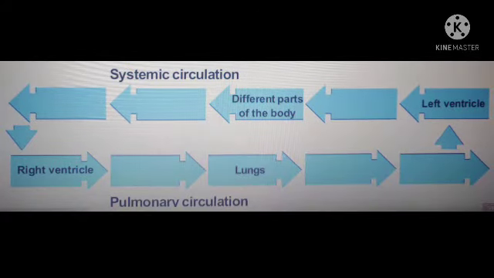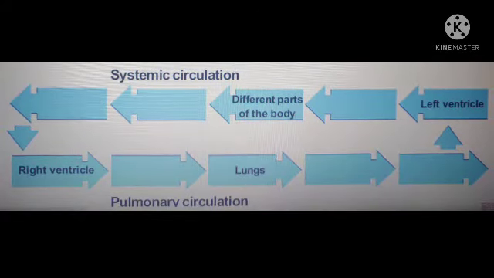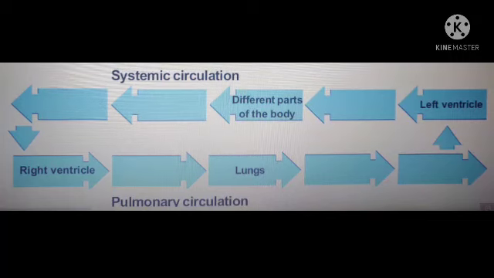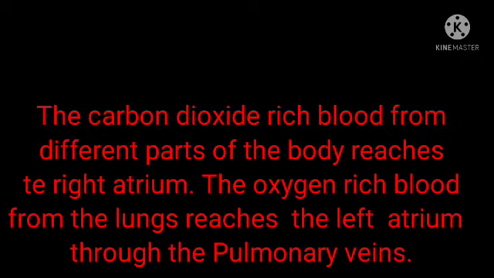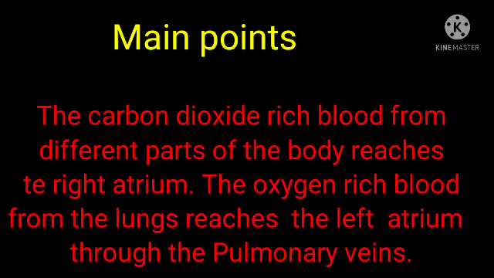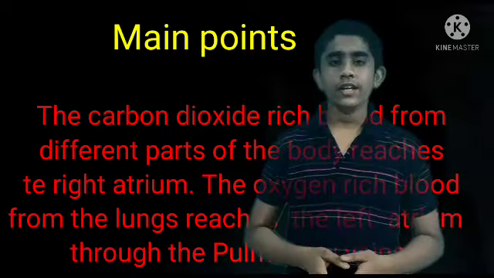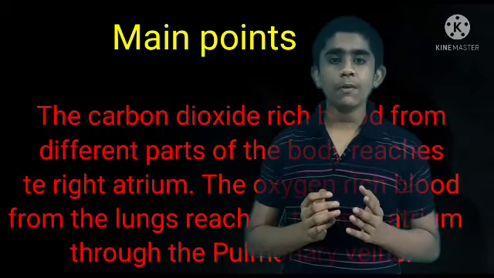This is a flow chart of systemic circulation and pulmonary circulation. We studied it earlier. So, complete it now. The carbon dioxide rich blood from different parts of the body reaches the right atrium. The oxygen rich blood from the lungs reaches the left atrium through the pulmonary veins. Open your textbook and take page number 36.